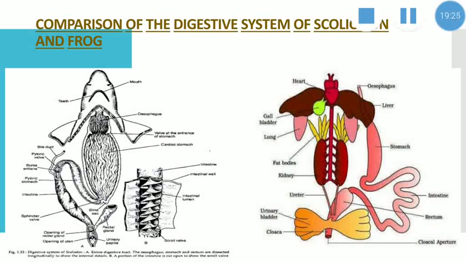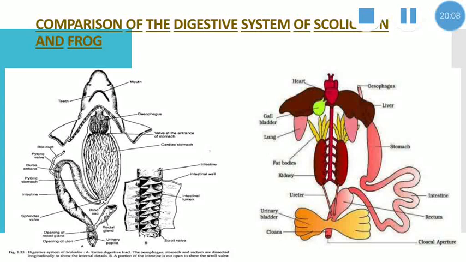In the case of Scoliodon, the liver is a large, yellowish gland with 2 lobes, right and left. But in the case of the frog, it is also the same. Here the liver is a large, dark red gland with 2 main lobes, right and left. In the case of Scoliodon, the gallbladder is V-shaped and embedded in the anterior half of the right lobe. In the case of the frog, the gallbladder is spherical and situated between the two main lobes on the dorsal side.